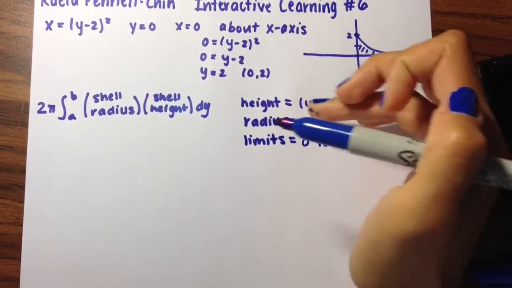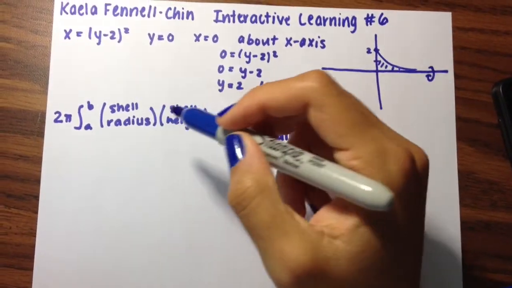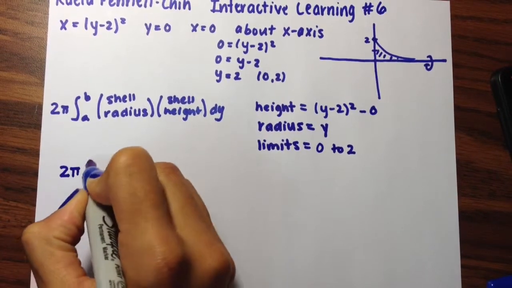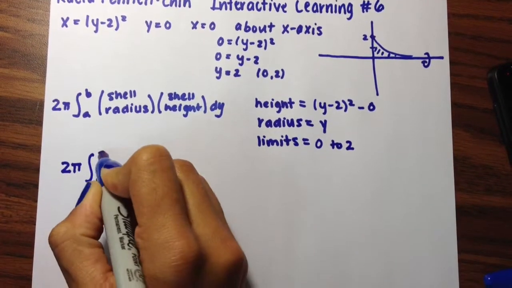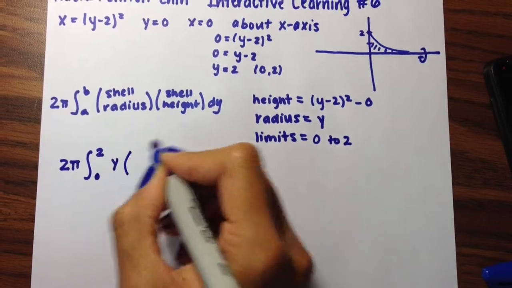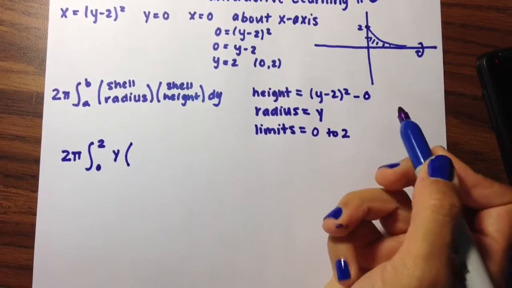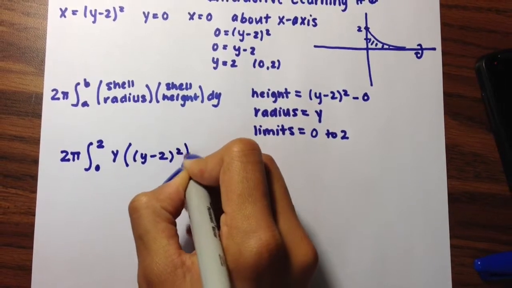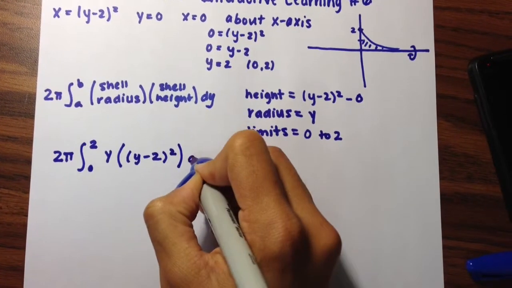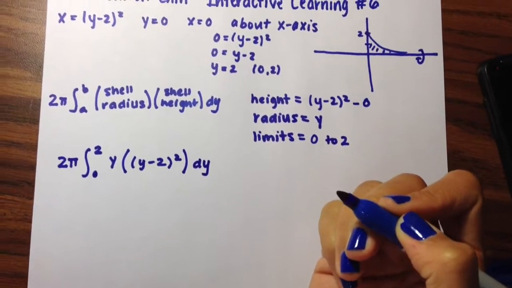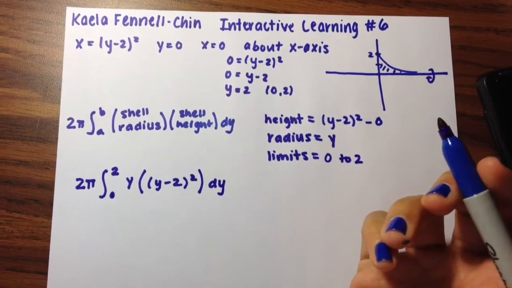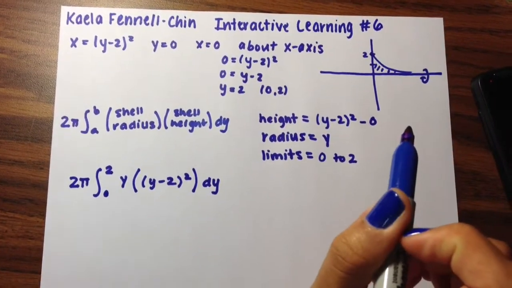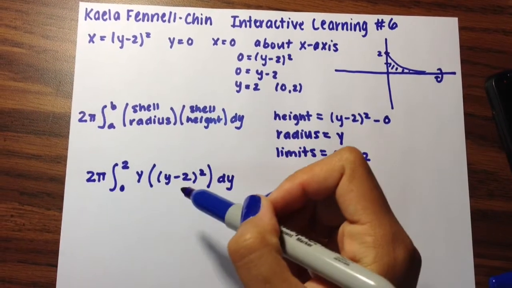Now we're going to plug all of this into this formula that we have right here. So we're going to have 2 pi, the integral from our limits, 0 to 2, of our radius, which is y, times our height. The 0 doesn't really matter because it's going to cancel anyways. So we have y minus 2 squared and then dy. So this is the basics of what we have to find the volume of these bounds that we were given. And now we can simplify this and actually take the integral.